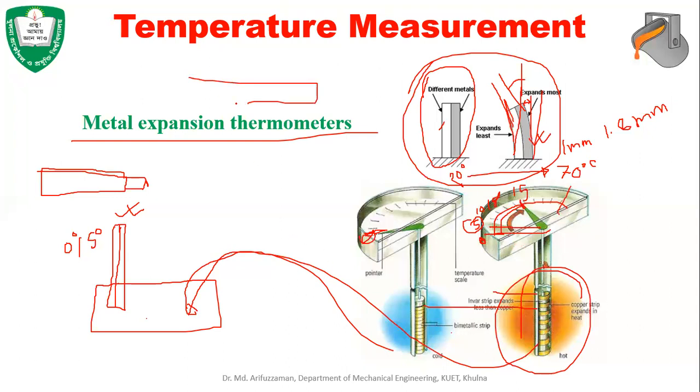For example, we have a bath. We don't know the temperature. What is the temperature of that bath? We put this thermometer in that bath, and then we see the reading, whether it is 12 or 10 or 5, any reading between 0 to, let's say, 20 degrees Celsius. We can measure any temperature between 0 to 20 degrees Celsius using this thermometer. We don't need that reference thermometer here. That's how we do the calibration here.